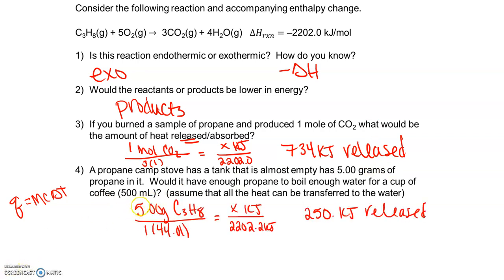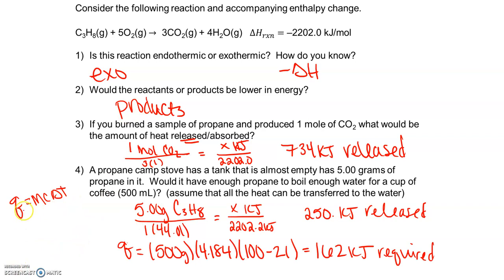All right, so after doing a basic stoichiometry process like we did in the last question, if you burned all 5 grams of that propane in the stove tank, you would release about 250 kilojoules of energy. And so the second part of this question is to figure out how much energy is required to boil that 500 milliliters of water. And so if we're trying to figure out how much energy is required to do something, that's when we're going to use the Q equals MCΔT equation.